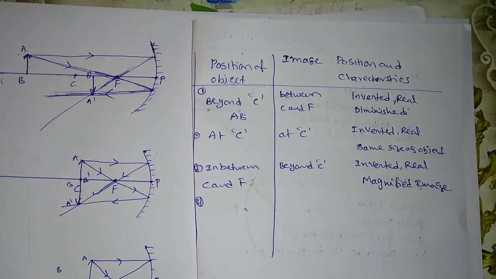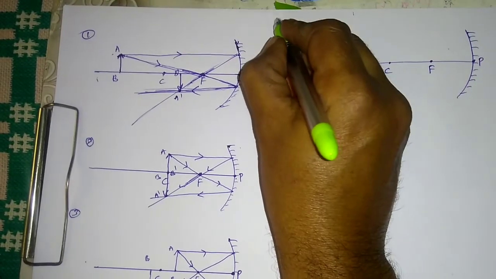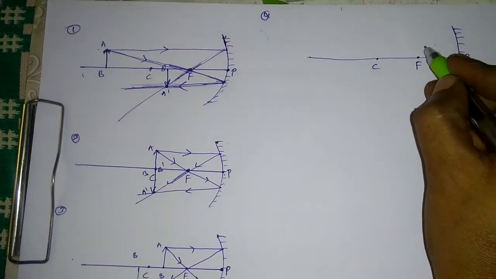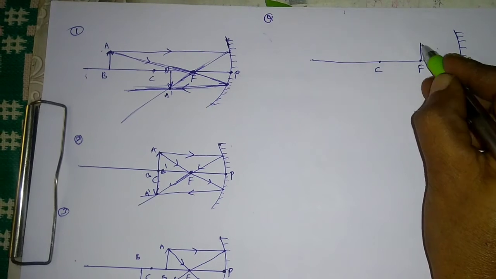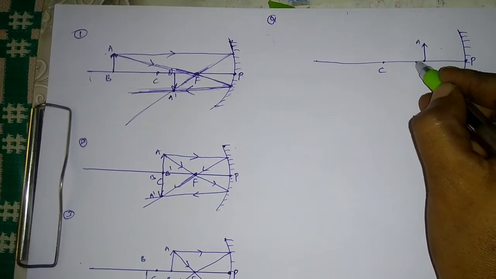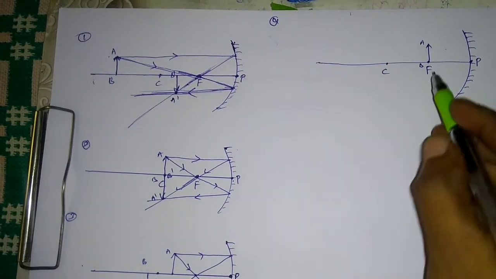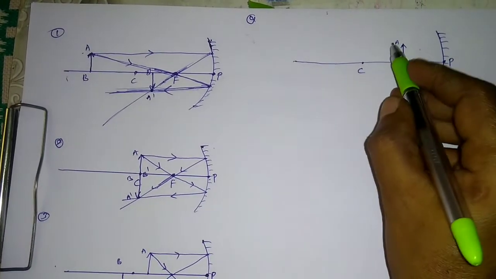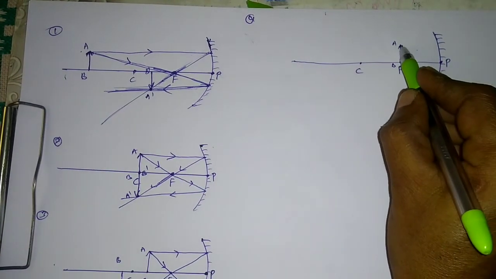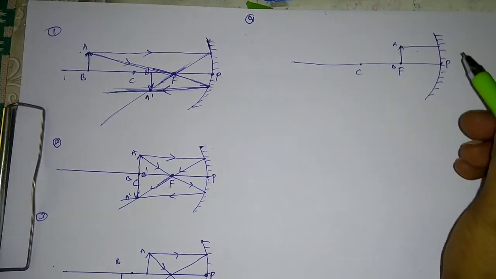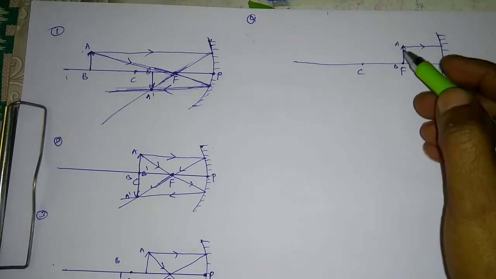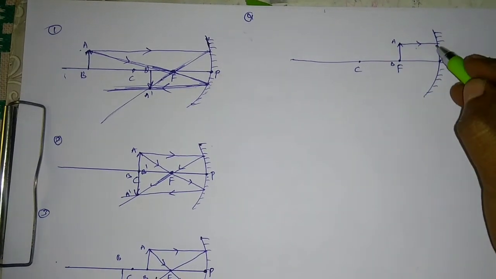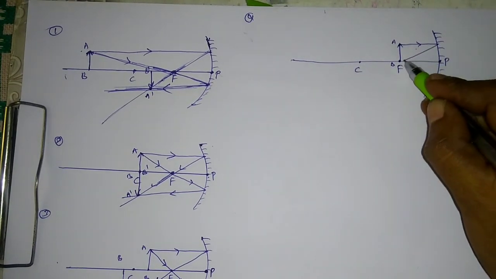Now, the fourth case: the object is at the focus point F, let us say AB. Here we consider two incident rays as usual. One is parallel to the principal axis, and as we know, whenever a ray is parallel to the principal axis, it will pass through the focus point.